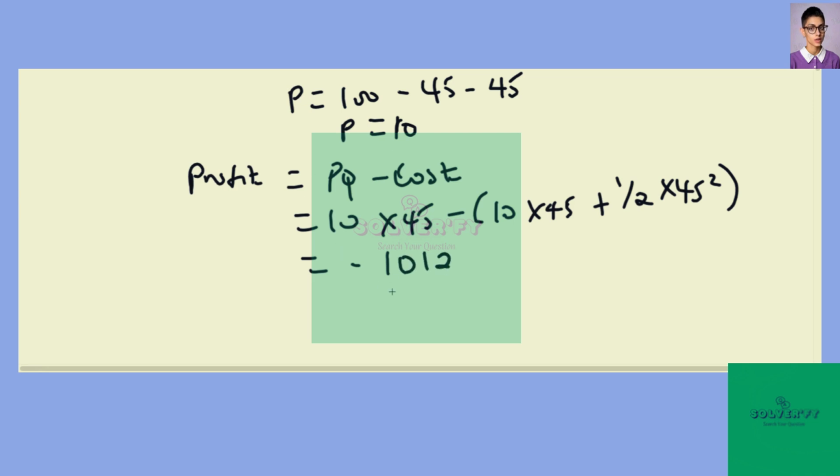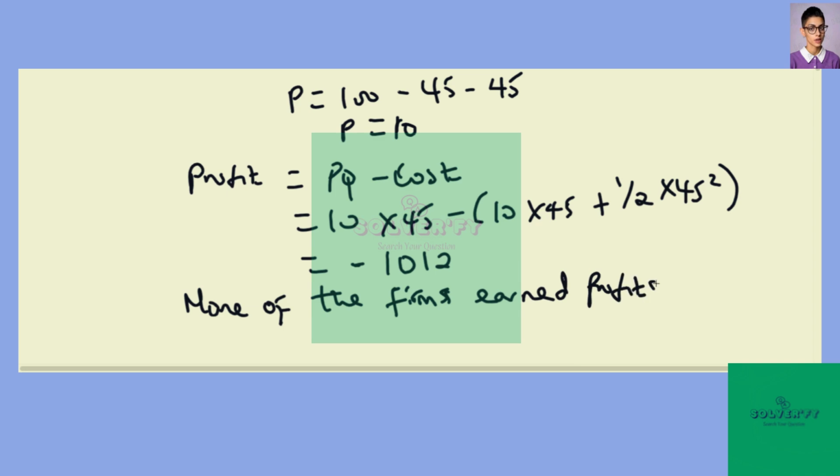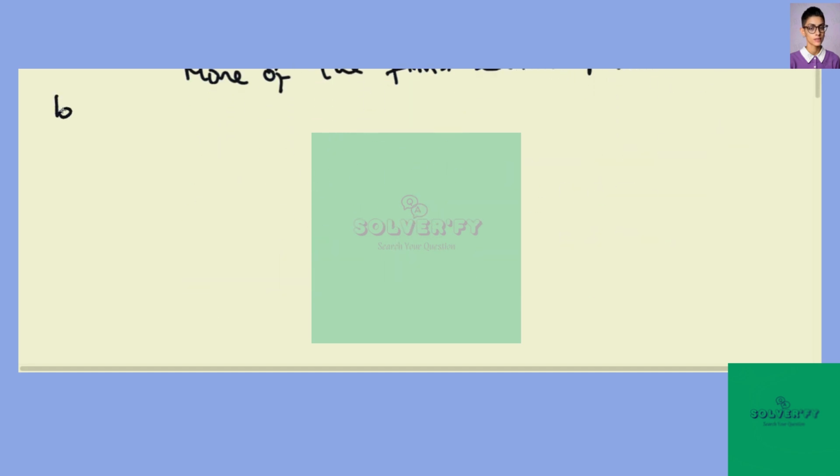So none of the firms earn profit because this is negative. So this is a loss. None of the firms earned profit. So moving on to the next question.